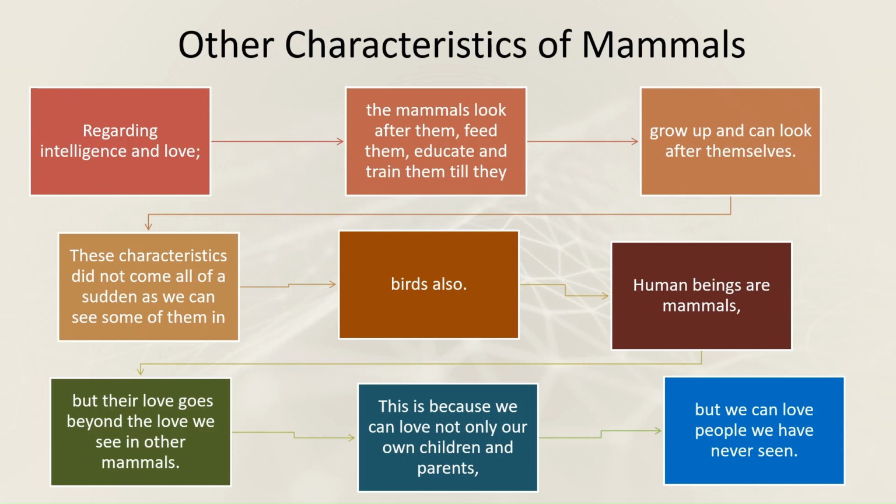Other characteristics of mammals. Regarding intelligence, the mammals look after them, feed them, educate them, and train them till they grow up and can look after themselves. These characteristics did not come all of a sudden, as we can see some of them in birds also. Human beings are mammals, but their love goes beyond the love we see in other mammals. This is because we can love not only our own children and parents, but we can love people we have never seen.